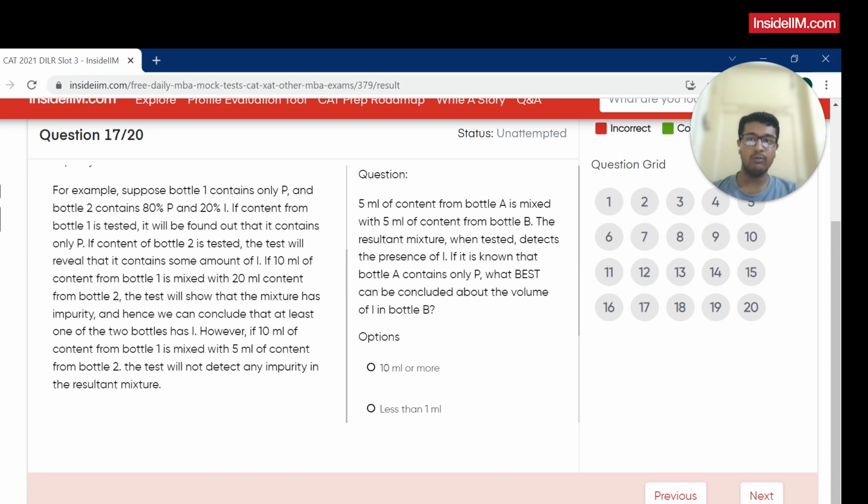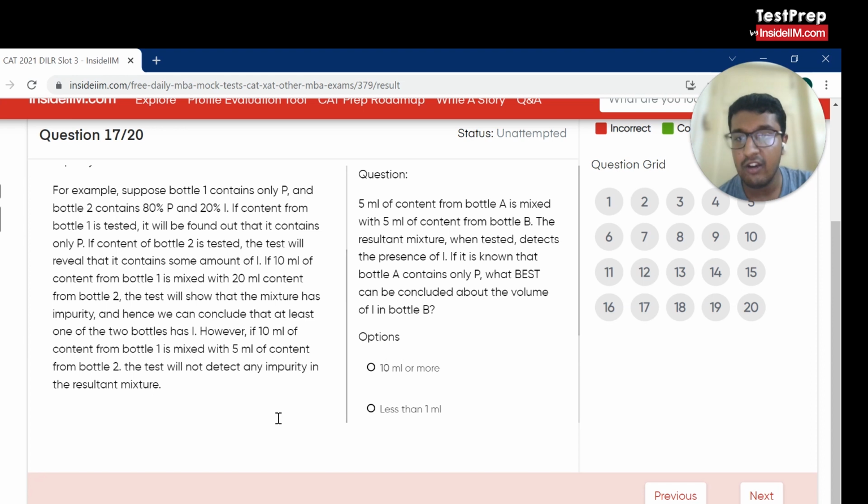If 10 ml of content from bottle 1 is mixed with 20 ml of content from bottle 2, the test will show that the mixture has impurity. How? 10 ml from bottle 1 is 100% purity, and 20 ml from bottle 2 is 80% purity. So if I say what will be my amount of purity, it's 10 plus 16, 26 out of 30 ml, which is less than 90%. So anything less than 90% purity will be impure, so the test must show I, and which it does.